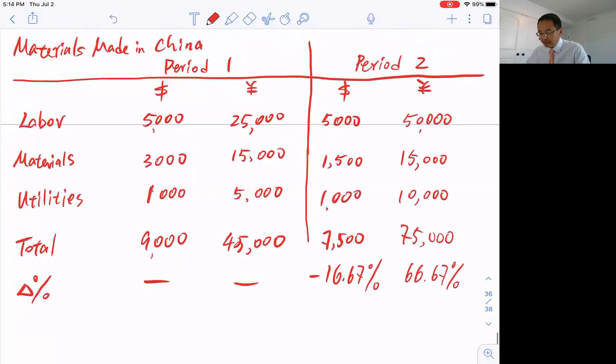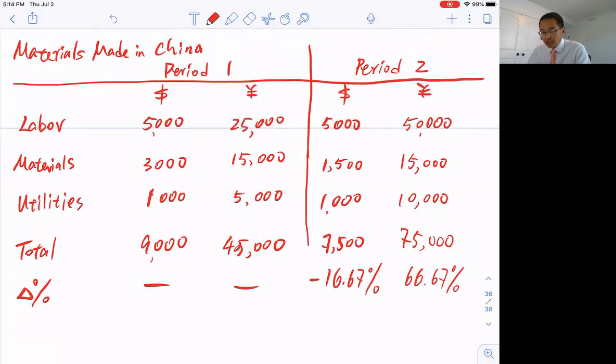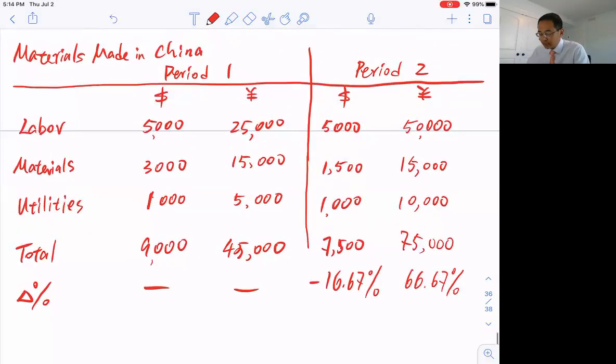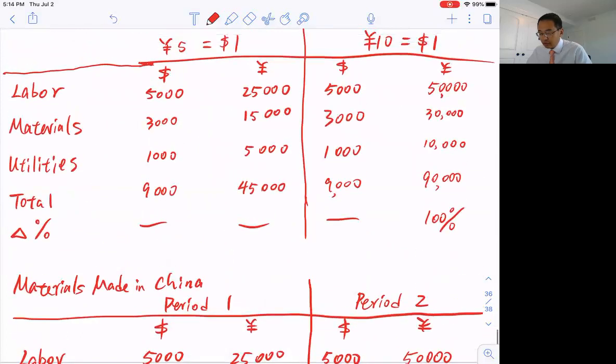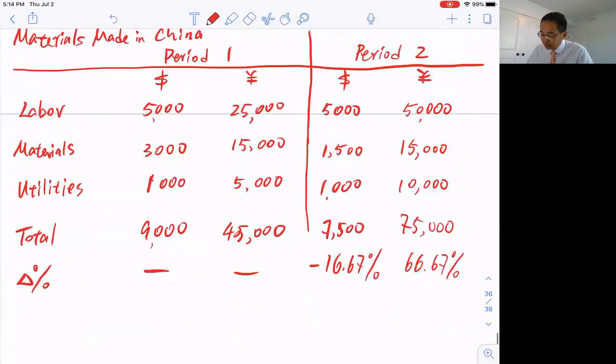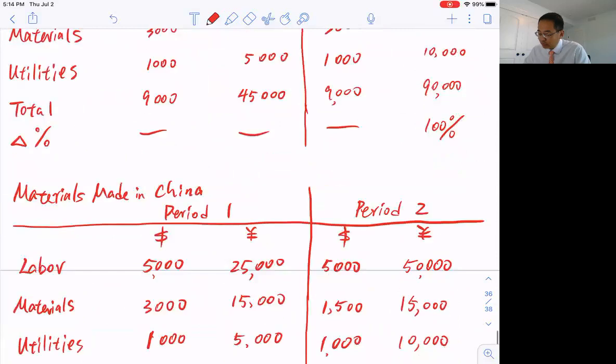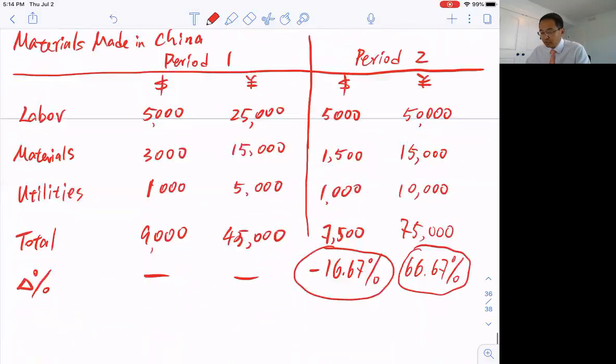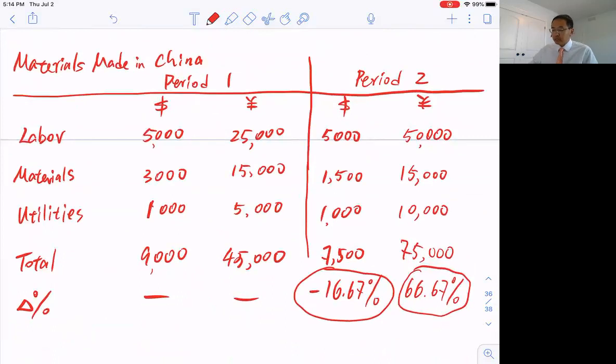So compared to before, just because now we have materials sourced in China, the dollar appreciation actually decreases our cost in dollars, and the increase in Chinese yuan is a lot less than what it was before, compared to 100% with no foreign sourcing. So this shows you how, when companies have foreign sourcing, they shield themselves from the full impact of currency value fluctuations, right?